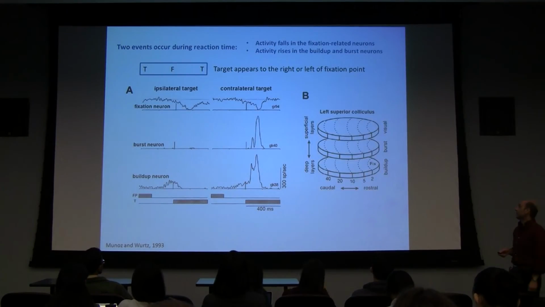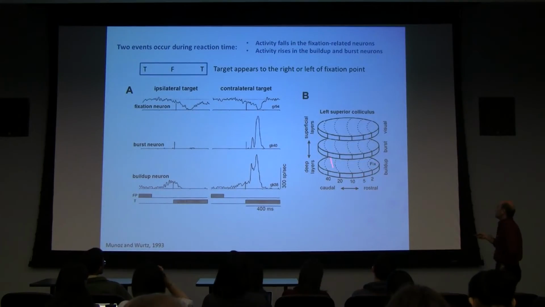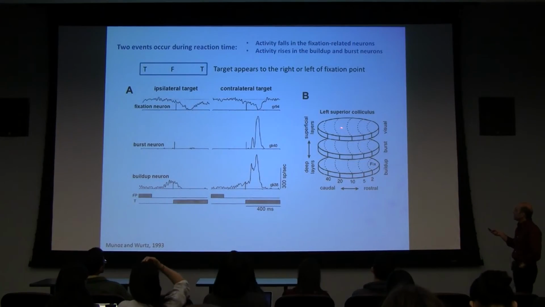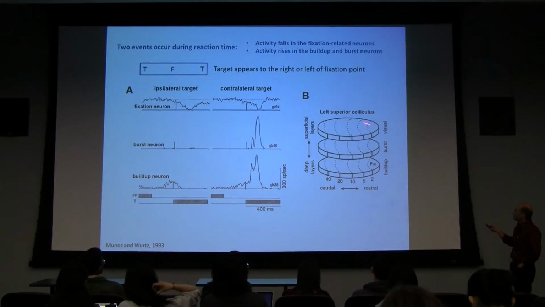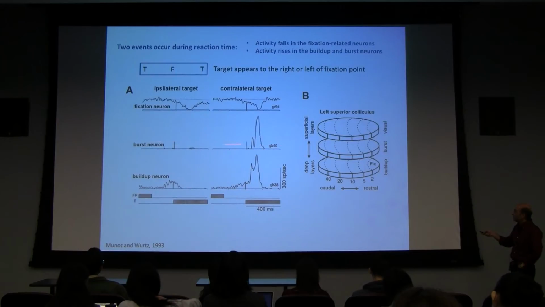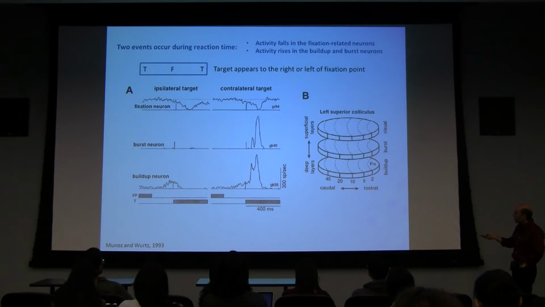Okay, so here's a map of the colliculus. This is the left superior colliculus. This is the superficial layers, the ones that look like the retina. They just care about the visual information. Here in the middle, things have just a bursting pattern, and then down at the bottom are the build-up neurons, the ones that have this anticipatory activity, and then they reach a threshold to tell you, make the movement.